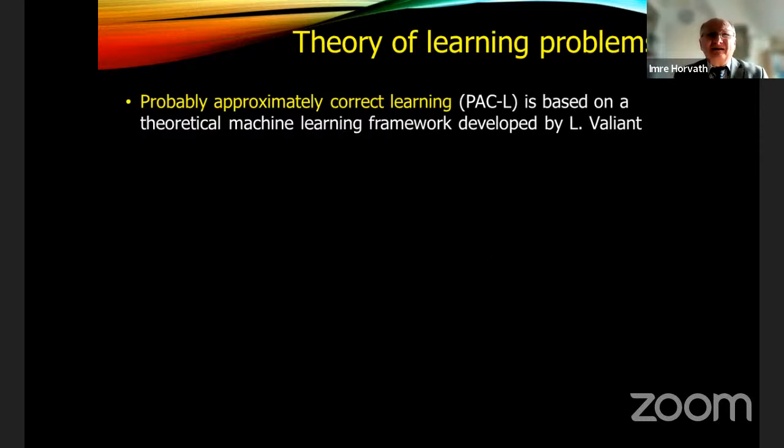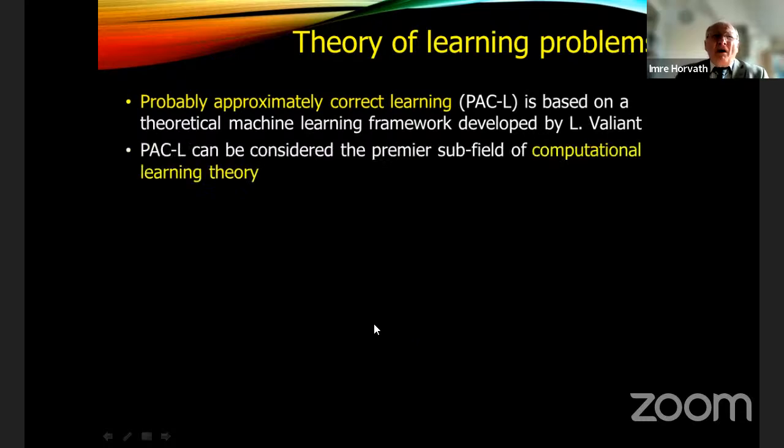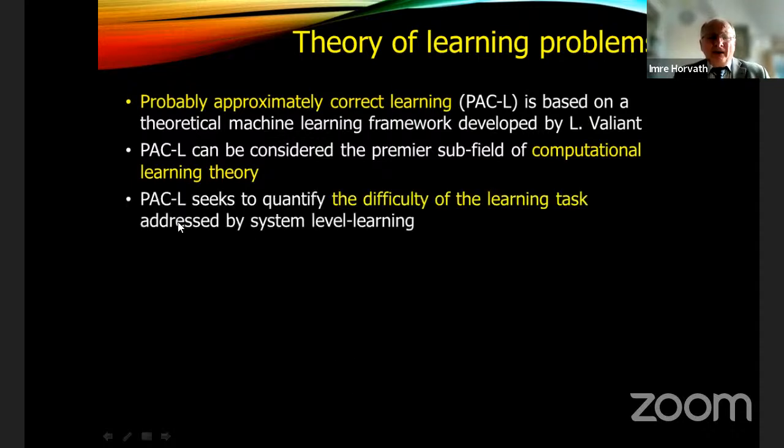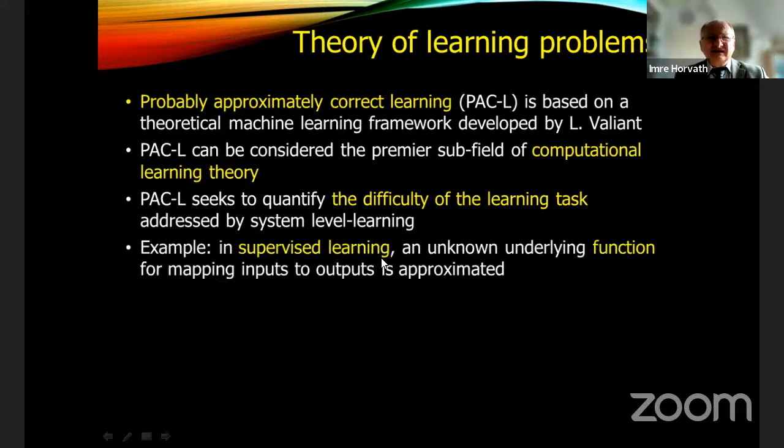the probably approximately correct learning, the PAC-L approach, which is based on the theoretical machine learning framework developed by Valiant. The PAC-L can be considered as a premier subfield of computational learning theory. So it is focusing on not the exact solution of application problems, but it is more interested in the approximately correct solution, the tentative solutions, which are not really pre-coded. So the PAC-L theory seeks to quantify the difficulty of the learning task addressed by system-level learning. So it looks for system-level solutions.